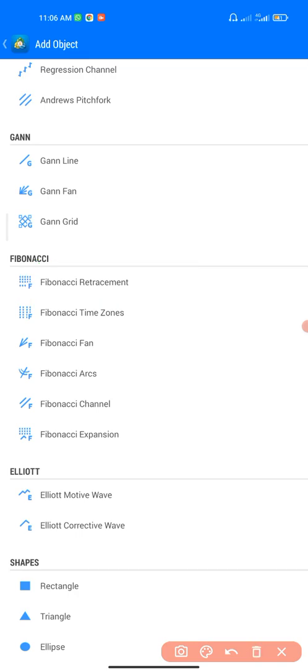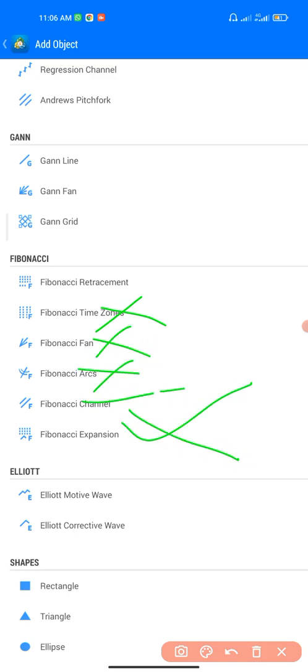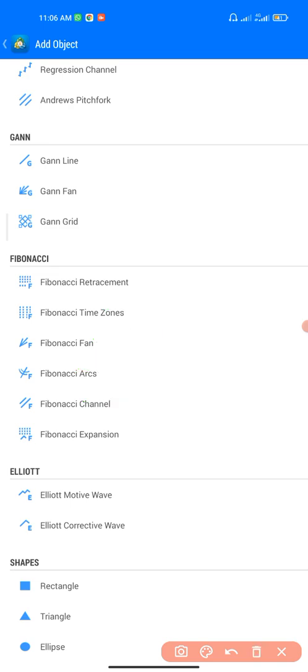Then I don't use the Fibonacci time zone. This, I don't use any of these. Fibonacci extension, sometimes it's also used to get the next expansion or impulse.